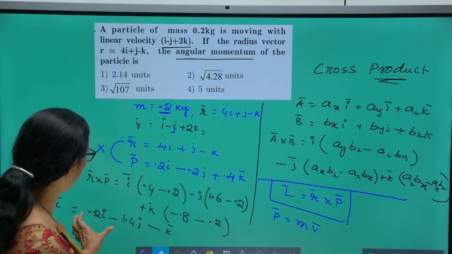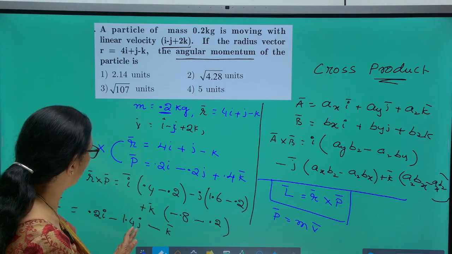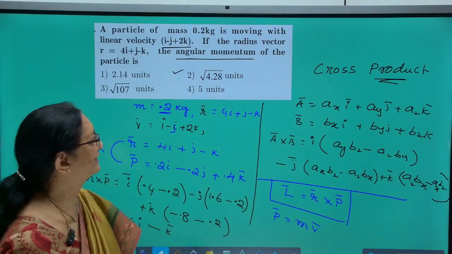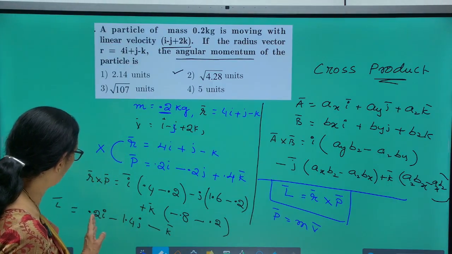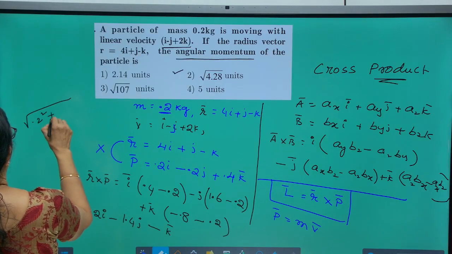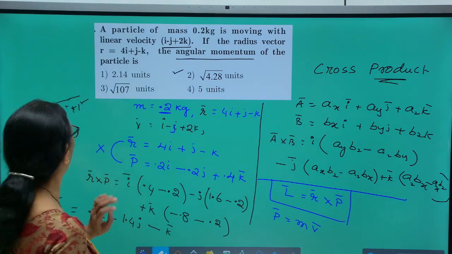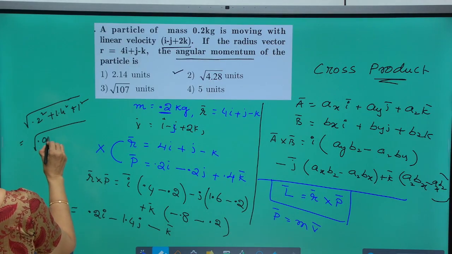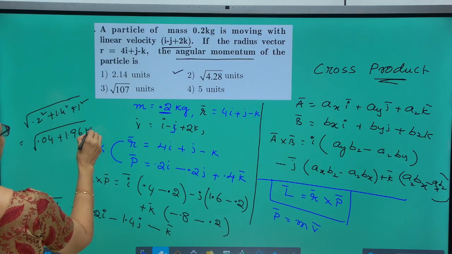To find out the magnitude, square root of 0.2 square plus 1.4 square plus 1 square. I have already done the calculation, you will be getting it as 4.28, it does not matter. Anyway, look here: it is 0.04, 1.4 square is 1.96, plus 1.